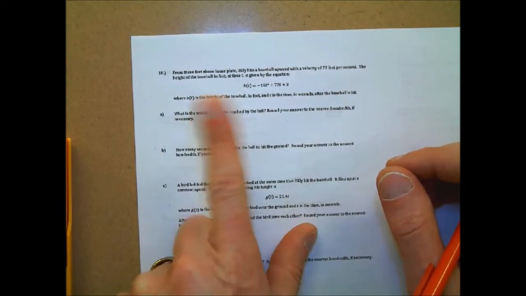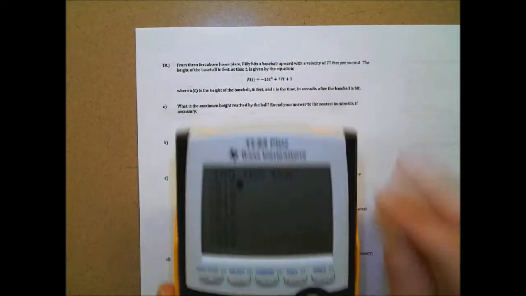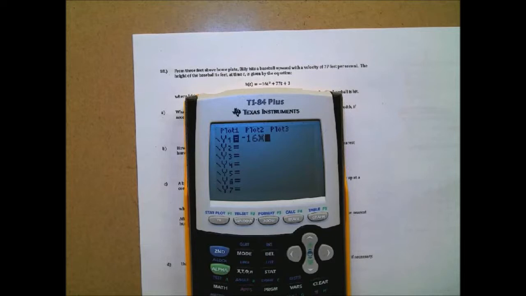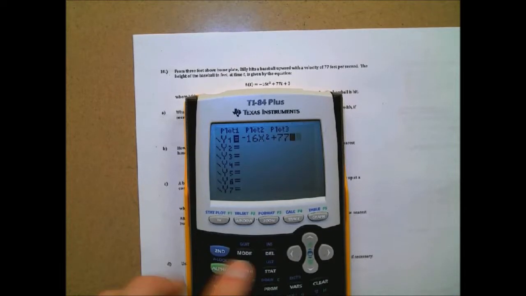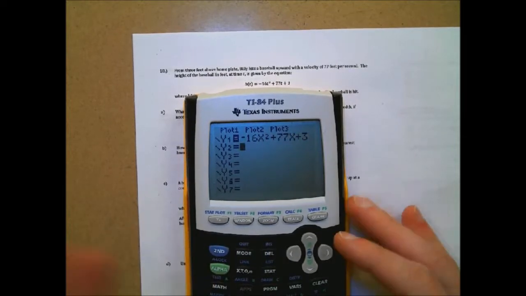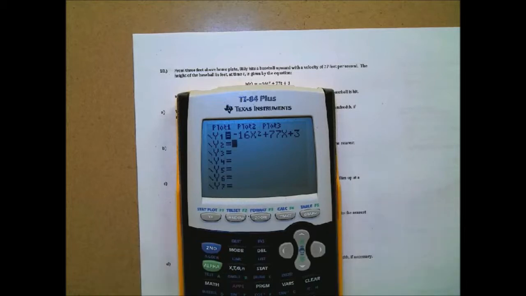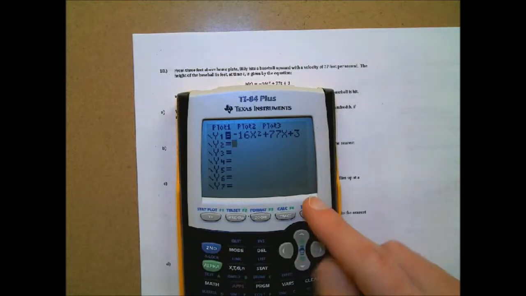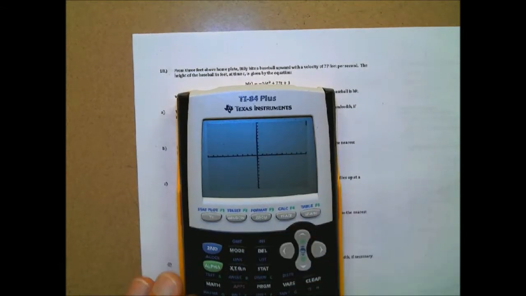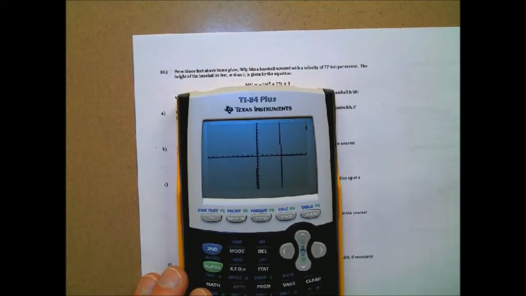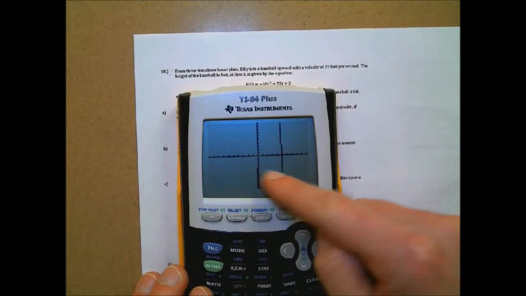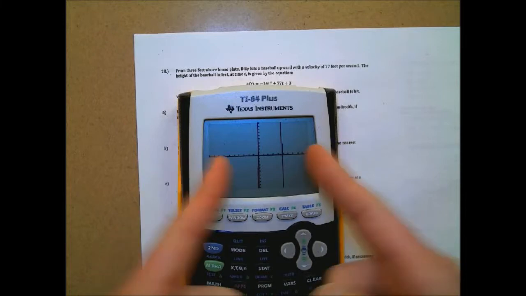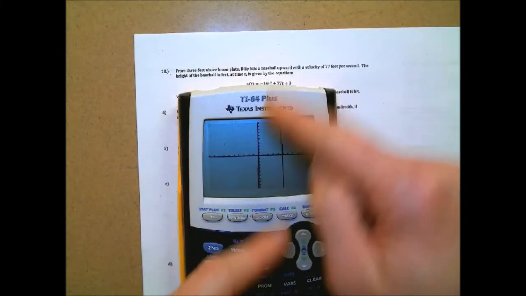Maximum height, so we're going to graph this. It's quadratic, right? So for quadratic functions, the maximum or the minimum will be at the vertex. So let's graph it here and see what we see. Very clearly I need to adjust my window. I don't need to go any wider necessarily, but I do need to go up because my graph's going to come up here and curve back down.